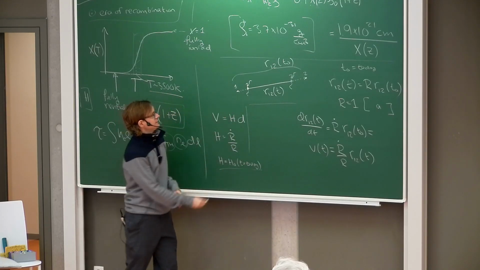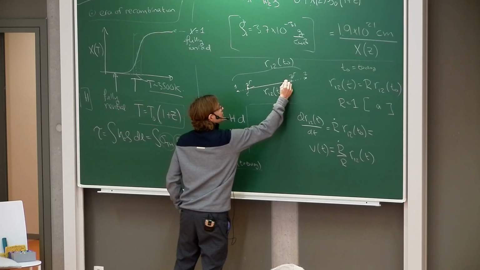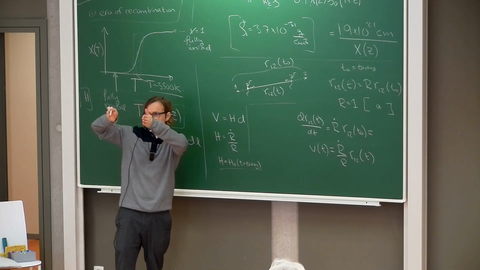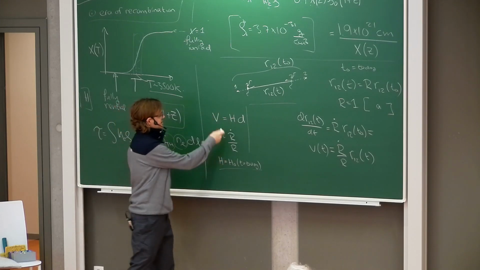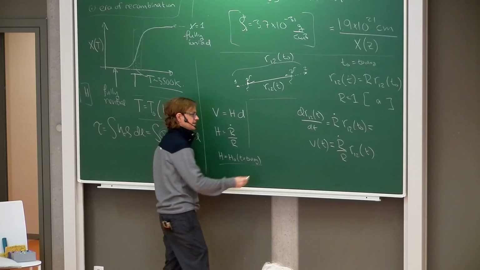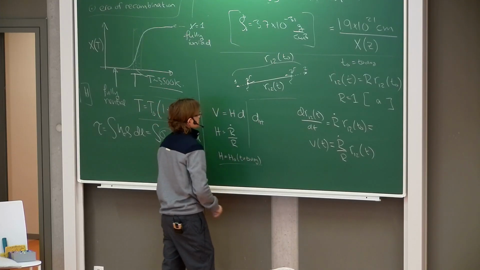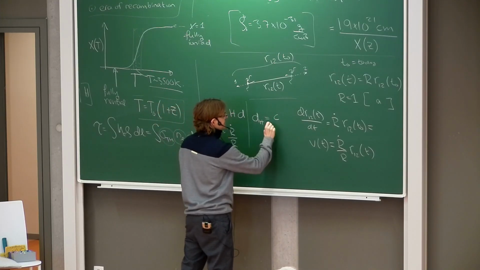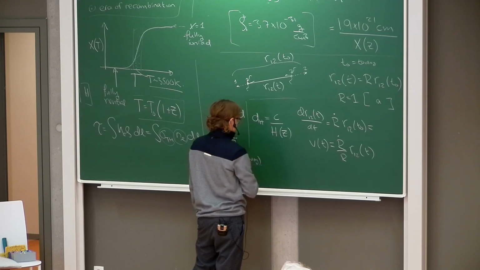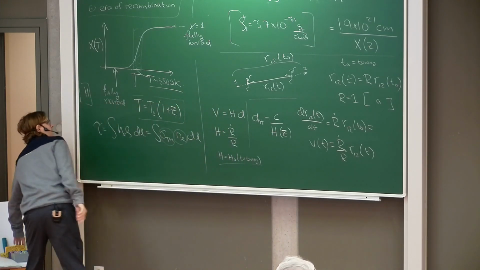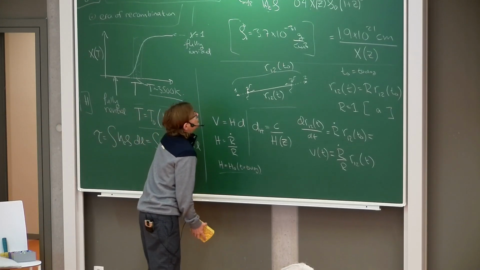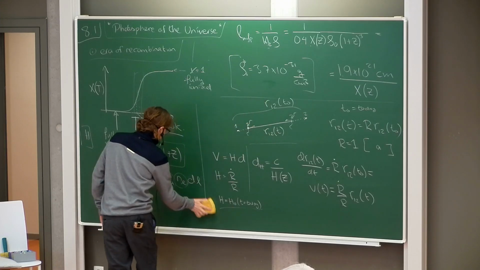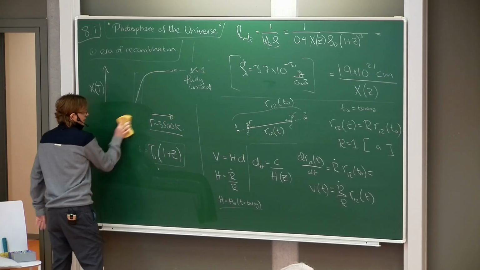Then, of course, if they're emitting light toward each other, these light beams will never meet because they're receding with a speed that is faster than the speed of light. Okay? So by setting this to c, you can define a so-called horizon distance. The horizon distance would be c divided by H of z. And this horizon distance is a good measure for what we want to compare our photon mean-free path with.